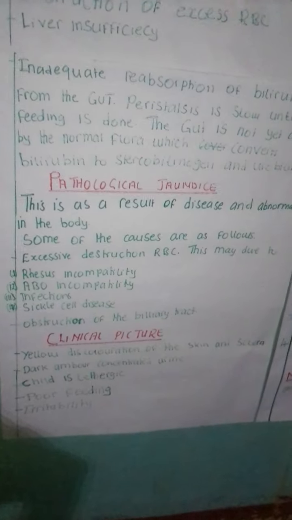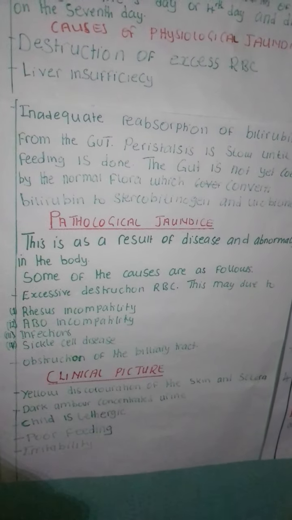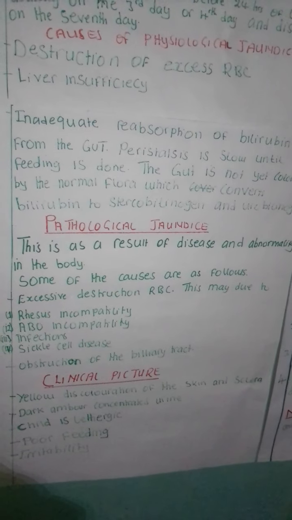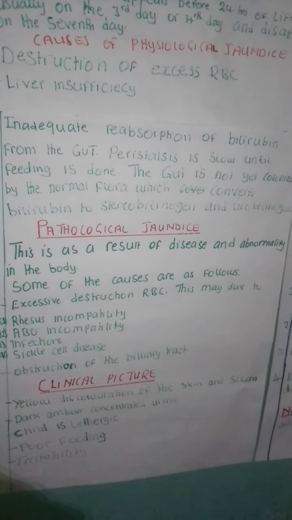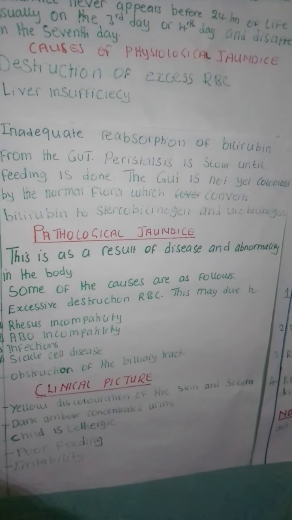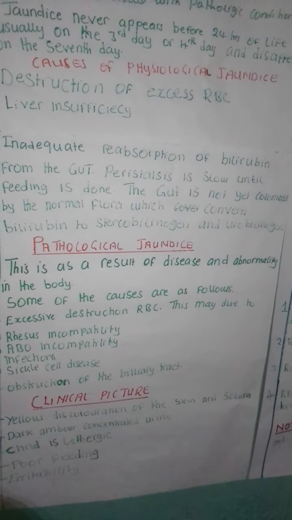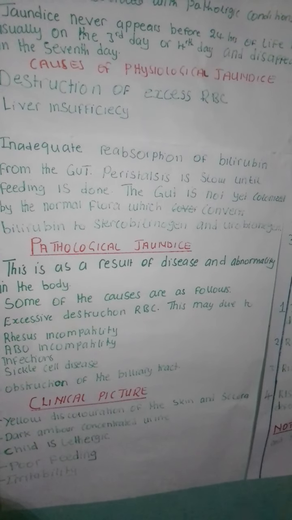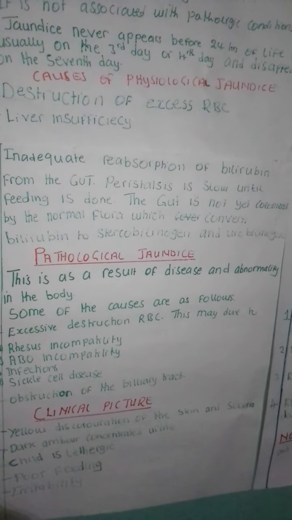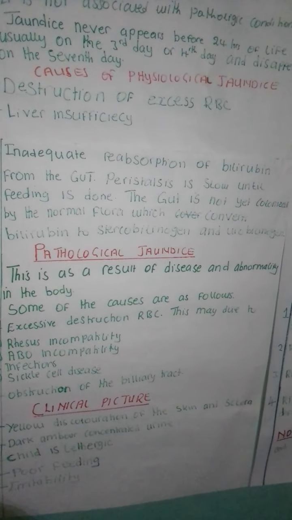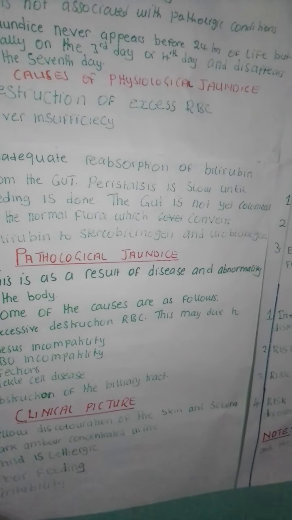What are the signs and symptoms that one can observe? There can be yellow discoloration of the skin and the sclera. The urine can be dark, amber, and concentrated. The child can be lethargic, with poor feeding and irritability. There can be many more signs and symptoms.